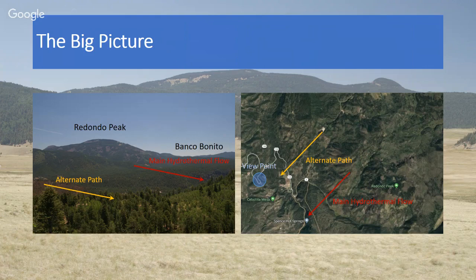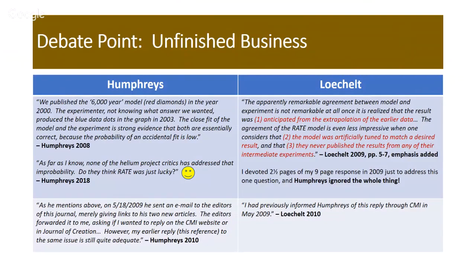Now, Humphreys did have a chance to provide some comments in advance of this debate, even though he was not able to come here personally. So what I want to do is at least address the one question that he identified. And I'll just read it. We published the 6,000-year model, the red diamonds, in the year 2000. The experimenter, not knowing what answer we wanted, produced the blue data dots on the graph in 2003. The close fit of the model and the experiment is strong evidence that both are essentially correct because the probability of an accidental fit is low.